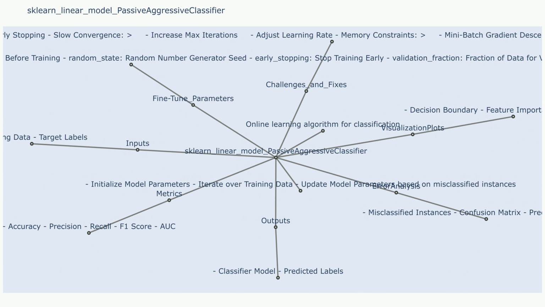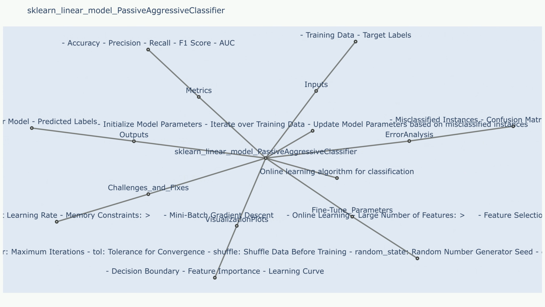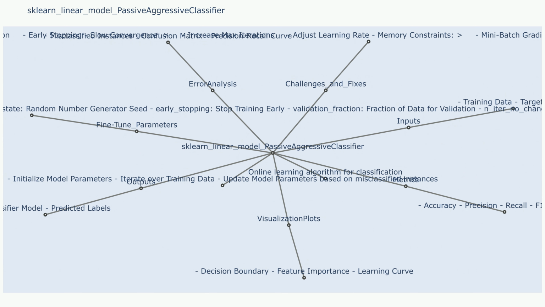Fine-tune parameters. C, the penalty parameter, controlling the strength of the regularization. A higher C value indicates less regularization, potentially leading to overfitting. Fit intercept: whether to include an intercept term in the model. It's generally recommended to include it, as it allows for a better fit. Loss: the loss function used for training. Hinge is the default and suitable for binary classification, while squared hinge can be used for multi-class problems. Max_iter: the maximum number of iterations for the training process.